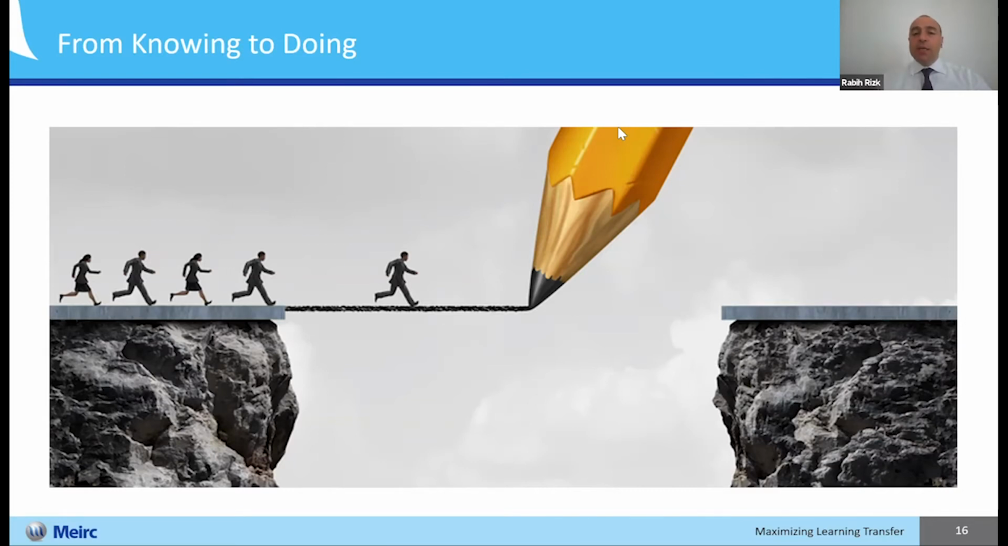Kirkpatrick model somehow. Now, before we move to the from knowing to doing section and bridging this gap through some practices, I'd like to allow you 1 minute if you have any questions that you'd like to pop in the chat box before we pursue forward. And if you feel like using your microphone, please feel free as well. Either way would work nicely.